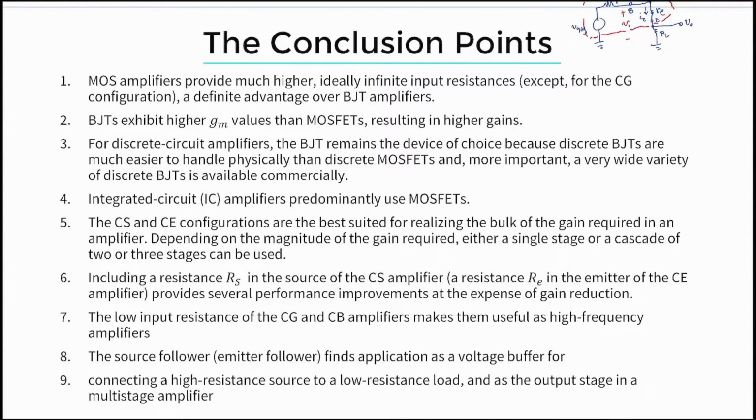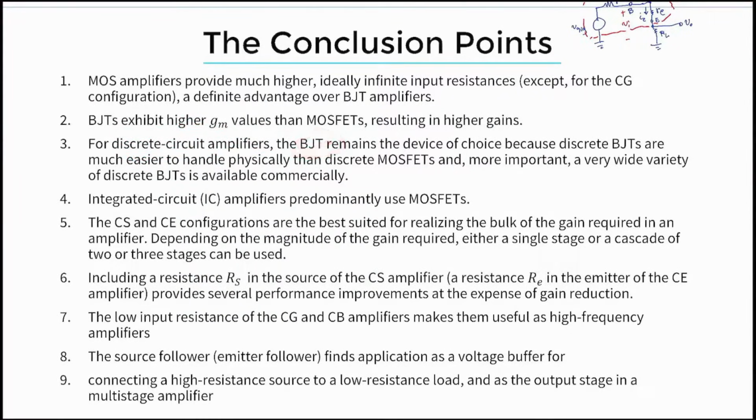That is, from what we have analyzed, we can see that MOS amplifiers usually provide an infinite input resistance. This is a good point, right? This is an advantage. It's better than the BJT amplifier. And BJTs for the most part provide higher voltage gain because the gm of a BJT is usually higher than that of a MOSFET. This is precisely why, for discrete amplifier circuits, BJTs are generally considered more popular.